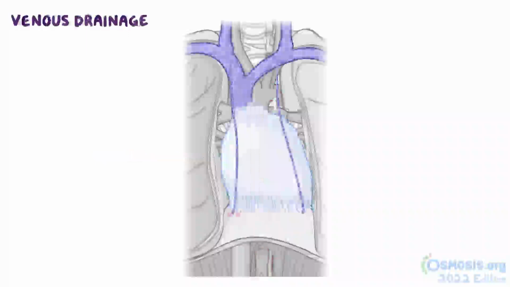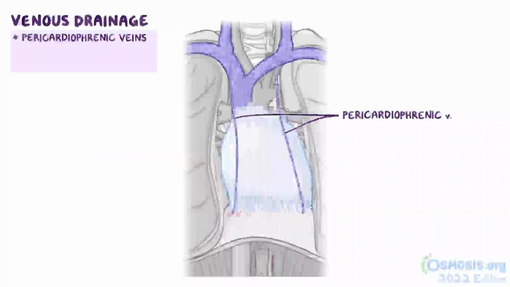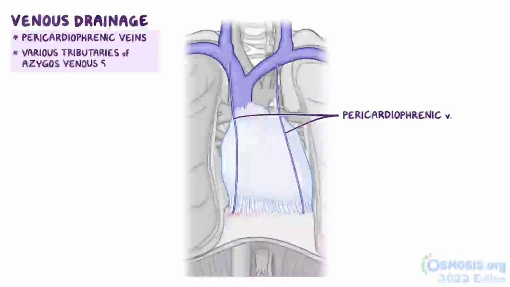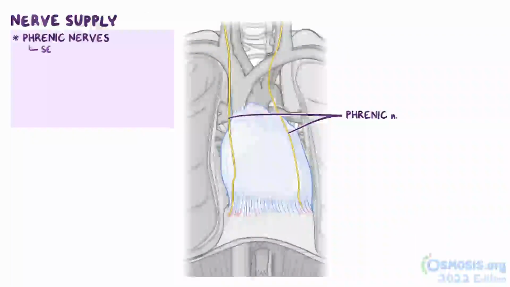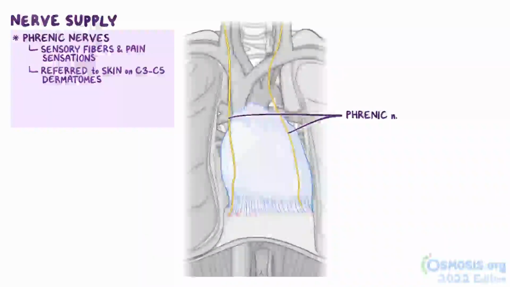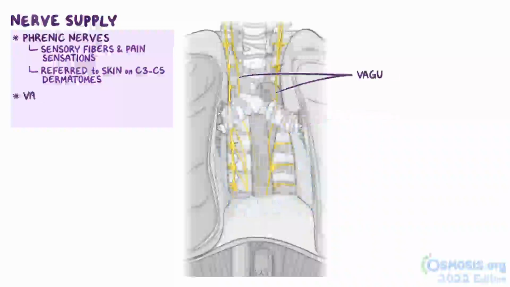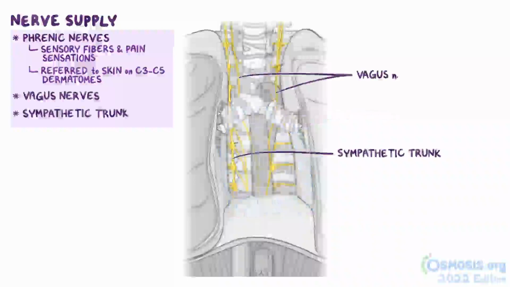The venous drainage of the pericardium is handled by pericardiophrenic veins, which are tributaries of the brachiocephalic veins, and various tributaries of the azygous venous system. The nerve supply of the pericardium mainly comes from the phrenic nerves, which are primary sources of sensory fibers and pain sensations, which are referred to the skin on the C3 through C5 dermatomes of the ipsilateral supraclavicular region. Other fibers come from the vagus nerves and the sympathetic trunks.